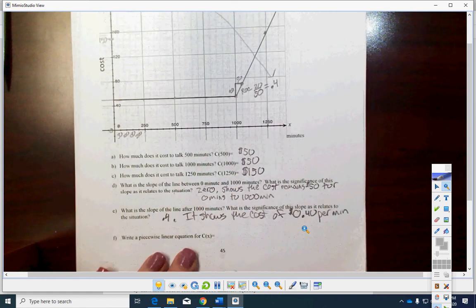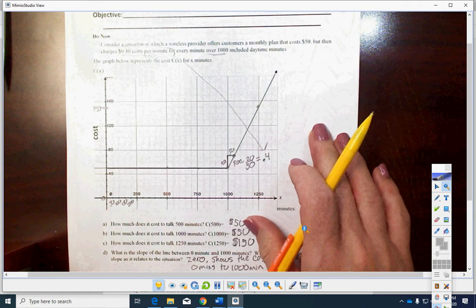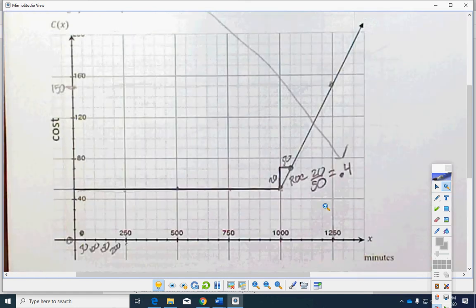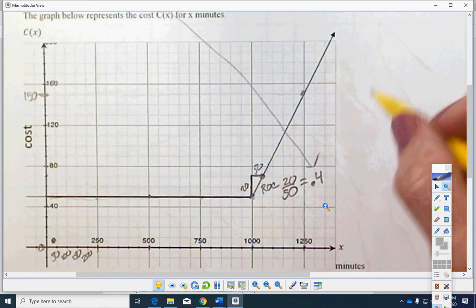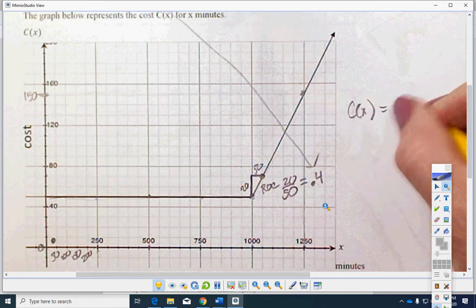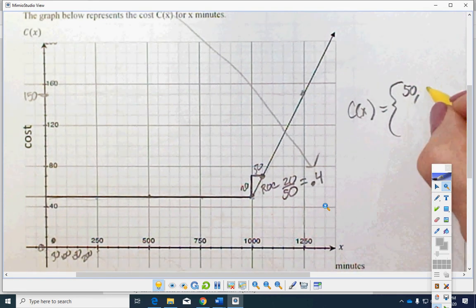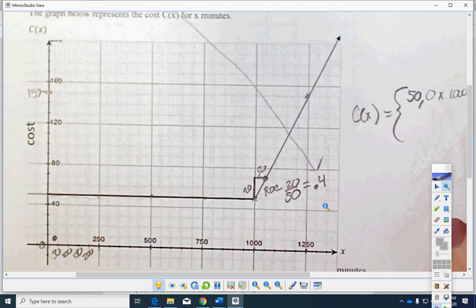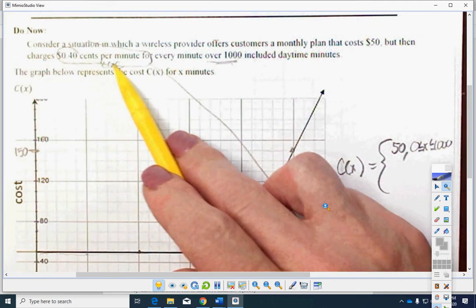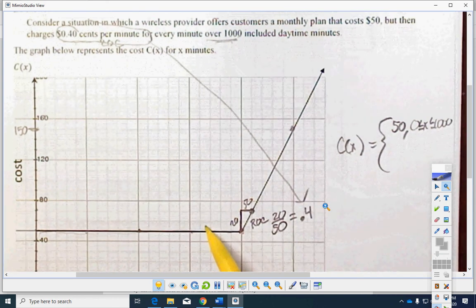And then the last thing is the hardest, right? The piecewise linear equation. Just so that I can zoom in better, I'm going to be writing my equation up here so that I could show you some work and zoom in on my graph. So there's only 2 pieces. Oh, this is C of x's function. The first piece, easy, horizontal line, is at 50 from 0 to 1,000. We're actually going to make it equal to at 1,000 because of these words that it's 40 cents per minute for every minute over 1,000. So this 1,000 must be included in the first piece.